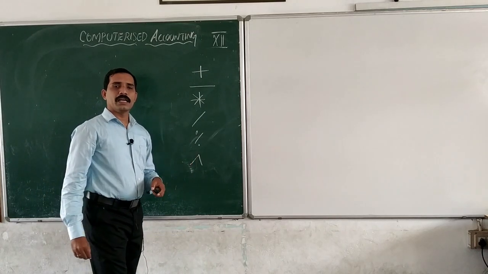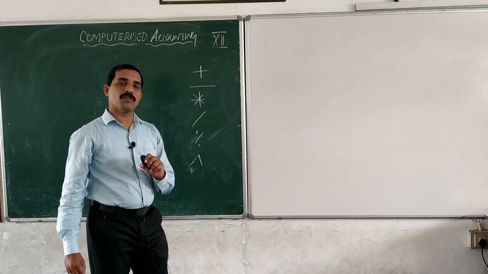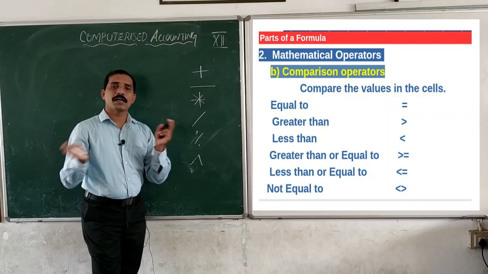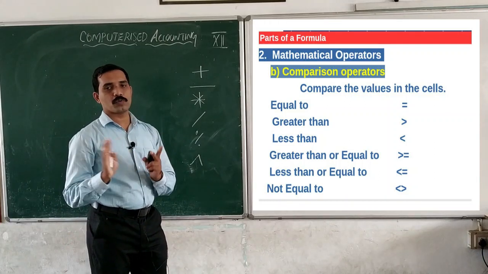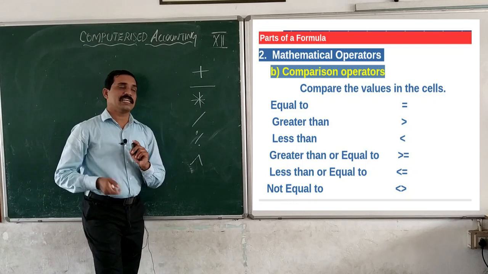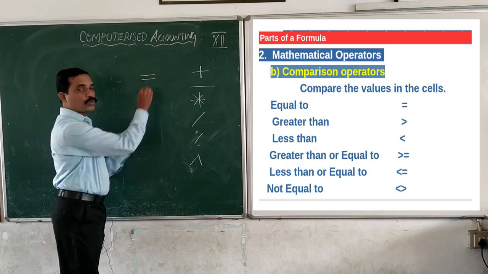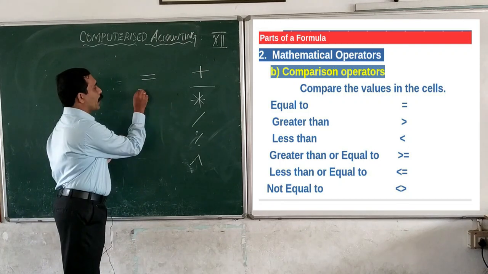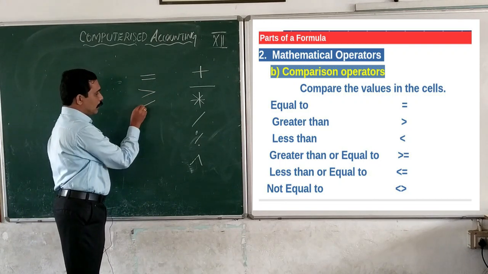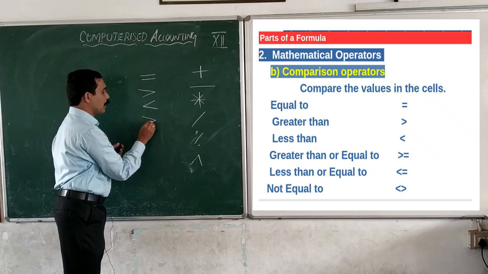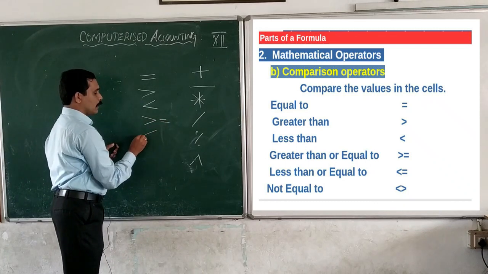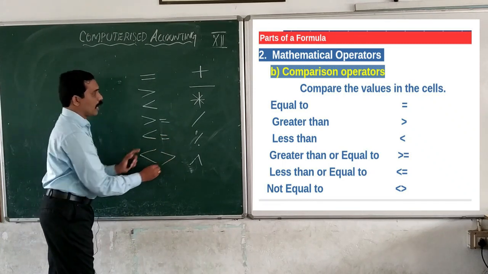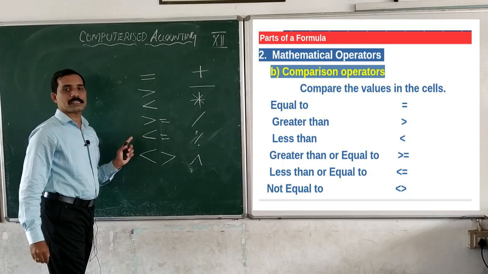Okay. Then in mathematical operators, second one, what is it? Comparison operators. They are used to compare the values in the cells. That is equal to, greater than, less than, greater than or equal to, less than or equal to, and not equal to. Actually, these are the comparison operators.